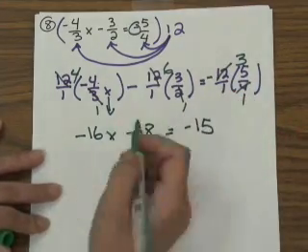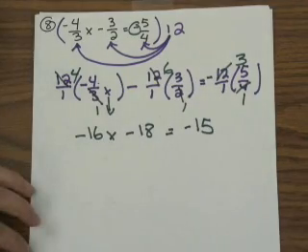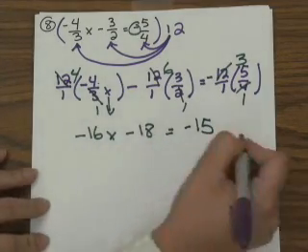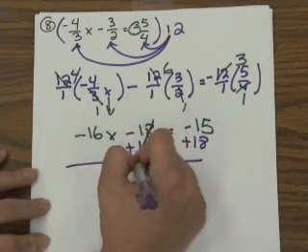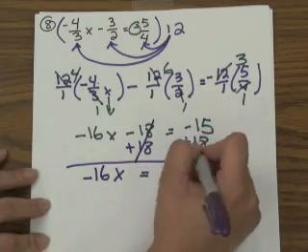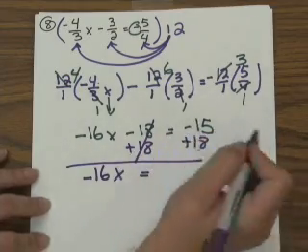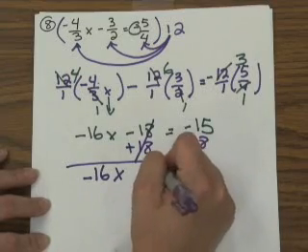Now the next thing to do is to get all the numbers on one side of the equation. Since my variable's on the left, I want to get my numbers on the right. So I'm going to add 18 to both sides. I'm going to bring down my negative 16x equals negative 15 and positive 18 again are opposite signs. So you need to subtract and take the sign of the higher number, which gives me a positive 3.